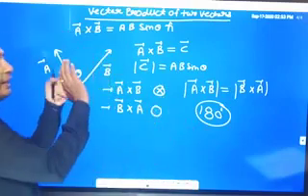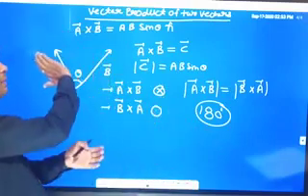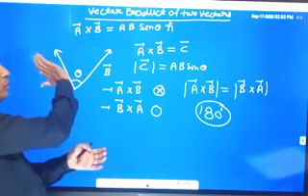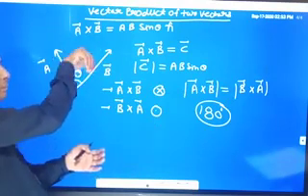Understand? We rotate our fingers in the direction of vector multiplication. A क्रॉस B है तो A से B की तरफ रोटेट कीजिए, थंब इनसाइड.